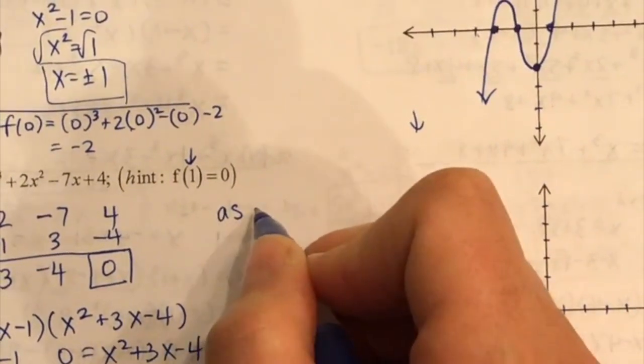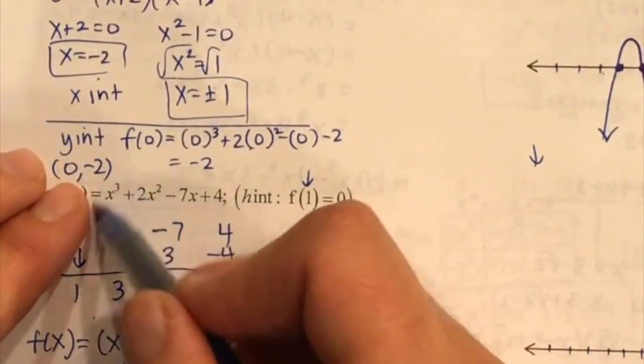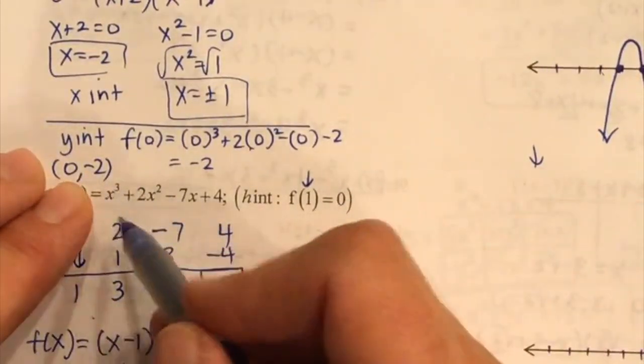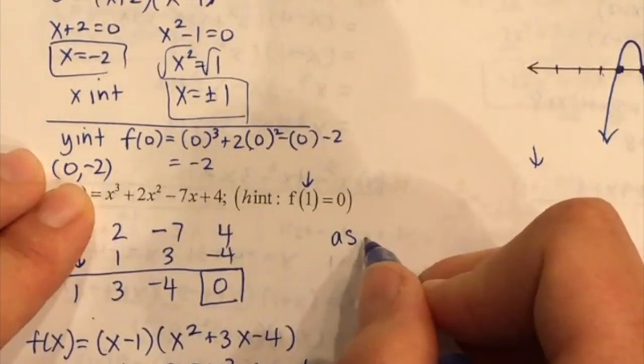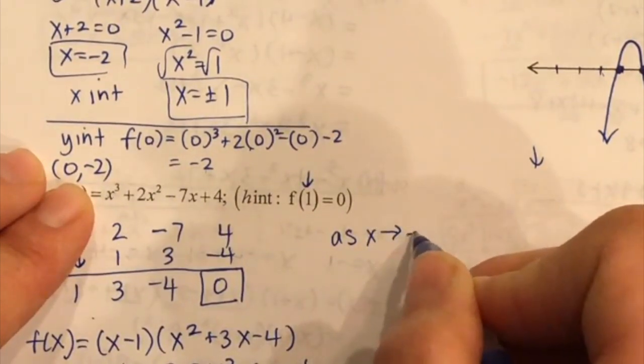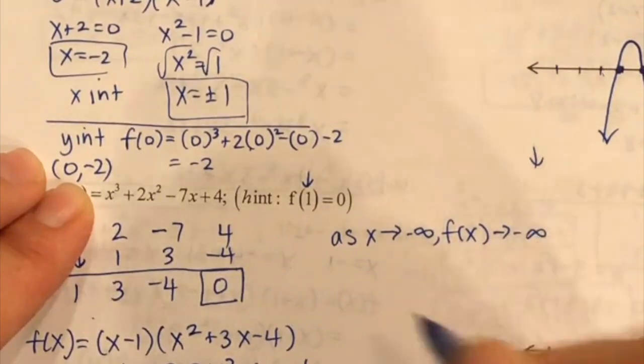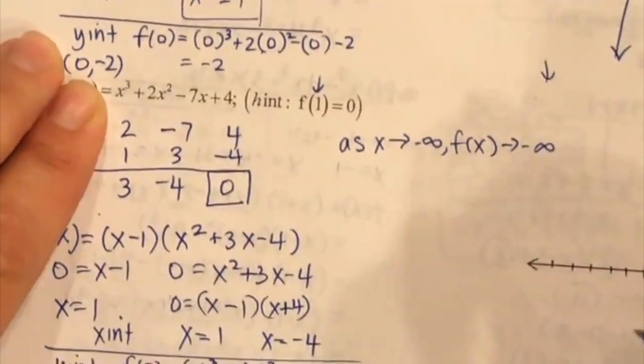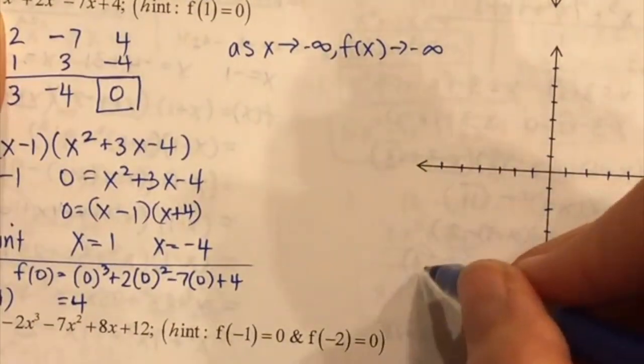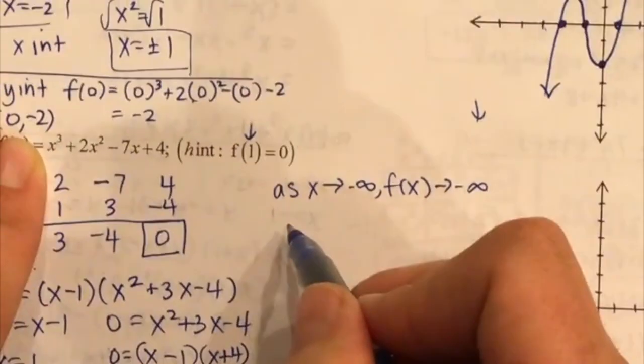So because I'm looking right here at my leading coefficient test, that's what you call that. I'm looking here because this is cubed. As x approaches negative infinity, f of x is going to approach negative infinity. That's telling me it's going to be going down out here.